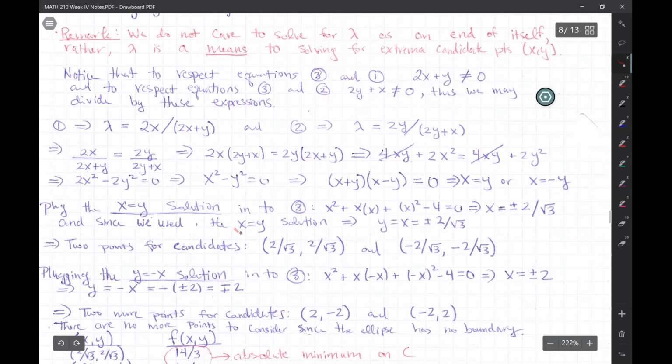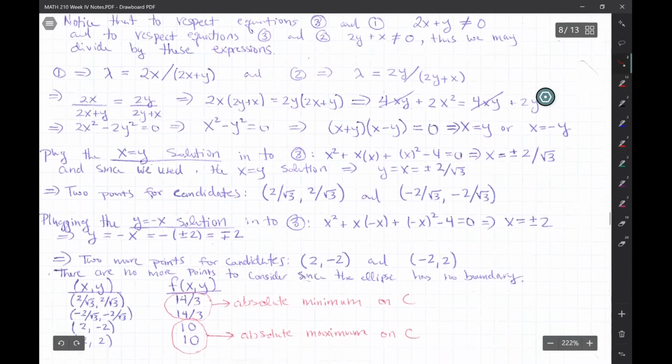And we use the x equals y solution. So if x was equal to plus 2 over root 3, then y better also be equal to that. And if x is negative 2 over root 3, then y better be equal to that. And that's where you get these two points. Notice that the x and y are equal in those.